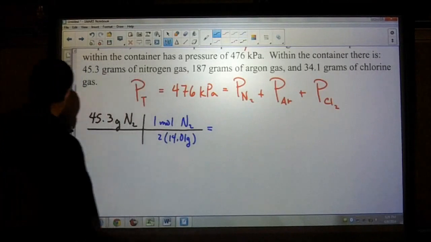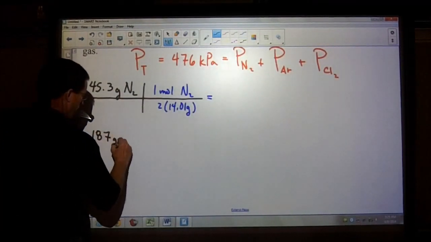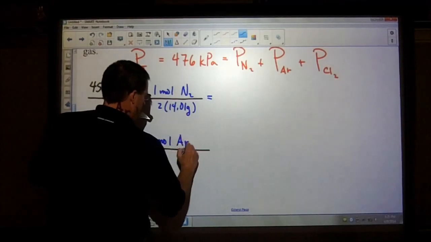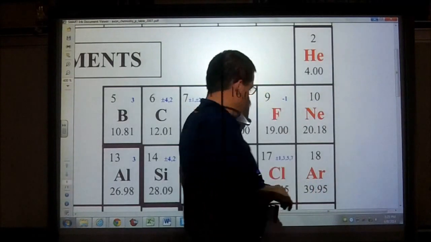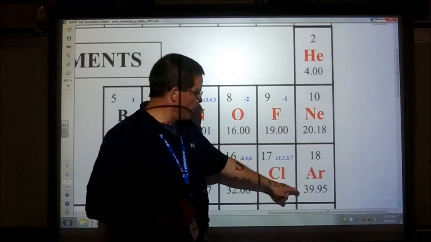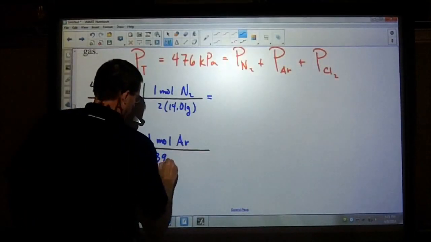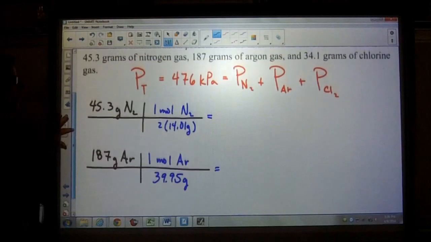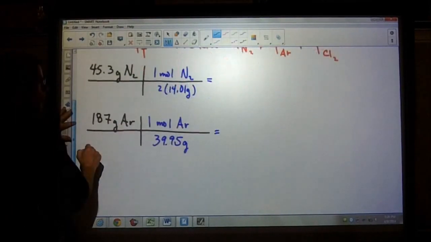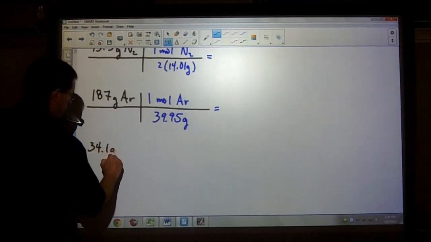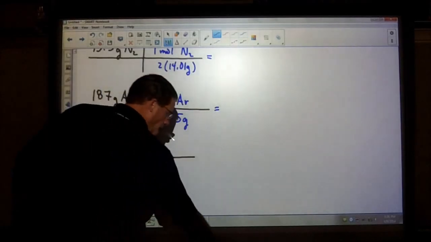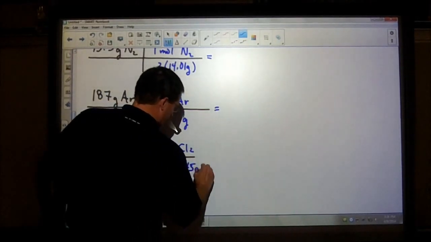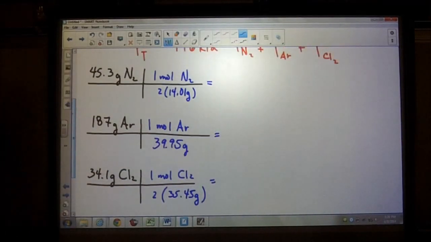We have 187 grams of argon. And 1 mole of argon. Now let's look at our periodic table. And argon is a noble gas, and it has a molar mass of 39.95. So 39.95, and we don't multiply that because argon is not diatomic, and we'll find out what that is here in a moment. And the last gas is 34.1 grams of chlorine. Since it is diatomic, we have 2 of those. And that's 2 times 35.45.